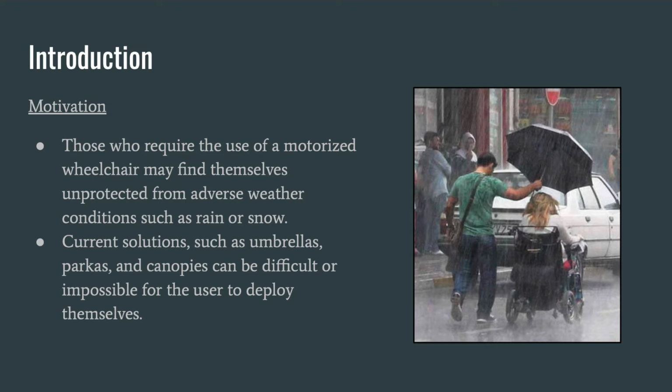So our team observed that individuals who use motorized wheelchairs and scooters as mobility aids are often susceptible to being unprotected from adverse weather such as rain or snow. Traditional solutions such as umbrellas or canopies are often cumbersome or impossible for the user to deploy by themselves, and they must therefore rely on assistance from others to do so, as you can see in the photograph on the right. As a wheelchair user myself, I have encountered this type of situation countless times and have been unprepared to handle such weather on my own.